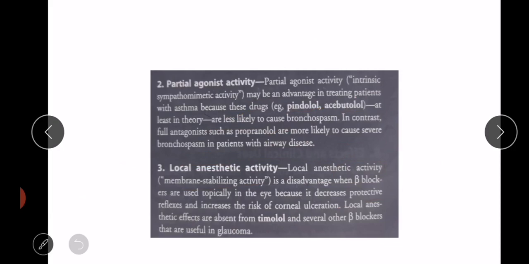Partial agonist activity. What is partial agonist activity? Partial agonist activity means these drugs also have some intrinsic sympathomimetic activity. What is the advantage of this intrinsic sympathomimetic activity? That these are used in treating patients with asthma, because these drugs, for example, pindolol, acebutolol, etc., are less likely to cause bronchospasm. In contrast to full antagonists such as propranolol, that are more likely to cause severe bronchospasm in patients with airway disease, these drugs cause less bronchospasm.